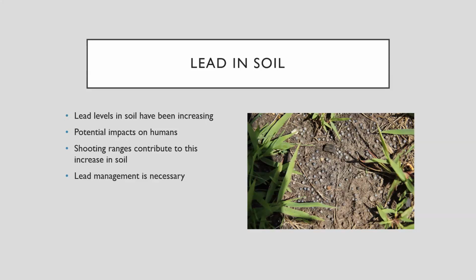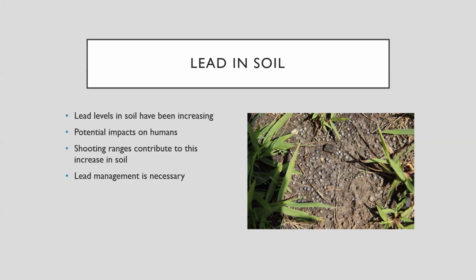Shooting ranges are one source of large lead accumulations in the environment. The picture shown on the screen is an example of what the lead shot can look like in the soil at a shooting range. Up until 1993, there was very little regulation on shooting ranges from the federal government. That changed when a U.S. Court of Appeals ruled that soil contaminated by lead shot could be considered hazardous waste if unclaimed.